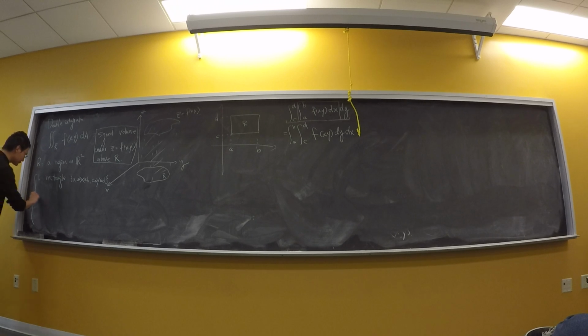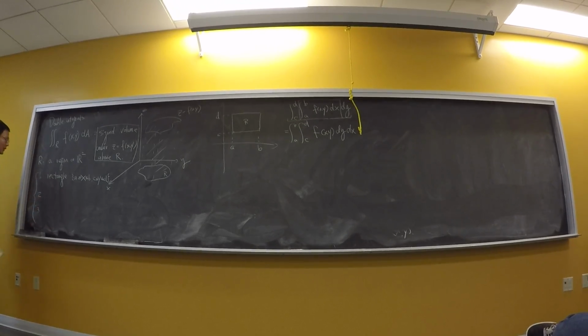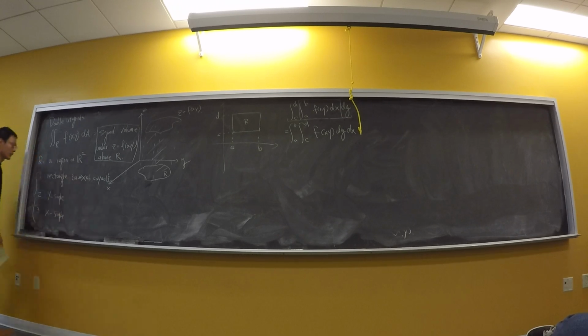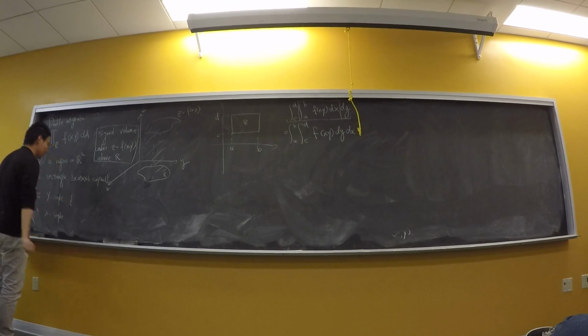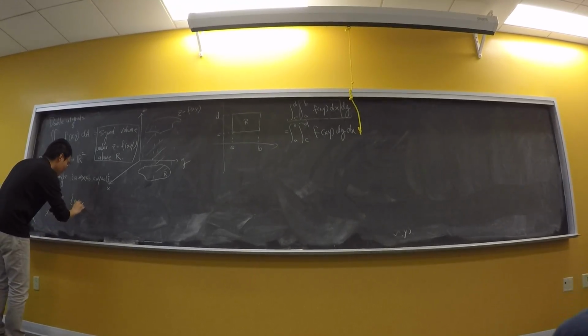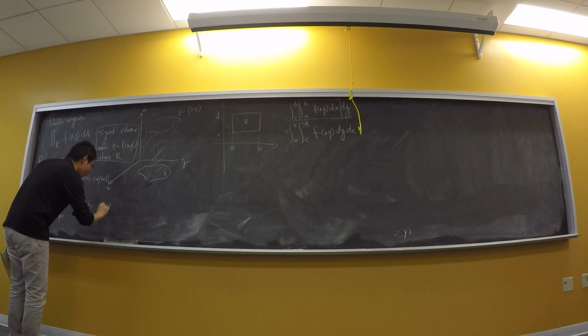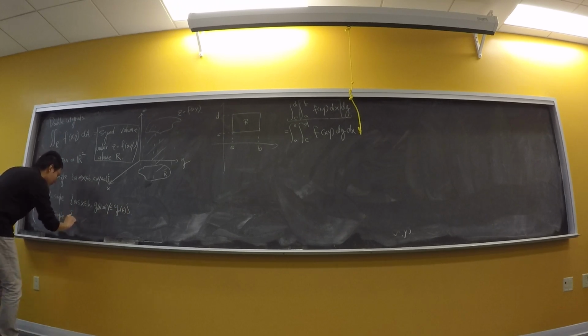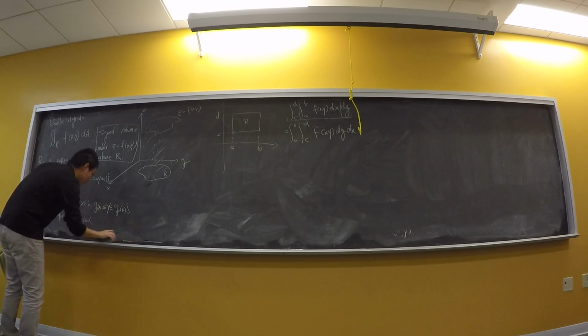So today I'm going to introduce two new types of regions. One is the so-called y simple region. The other one is called x simple region. So the y simple region is in the form such that x is bounded by two numbers, y is bounded by two functions. And in an x simple region, y is bounded by two numbers, x is bounded by two functions.